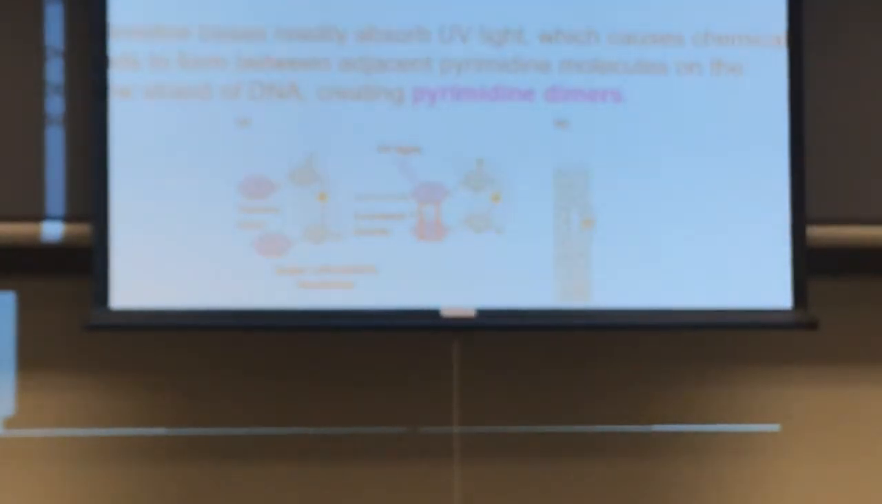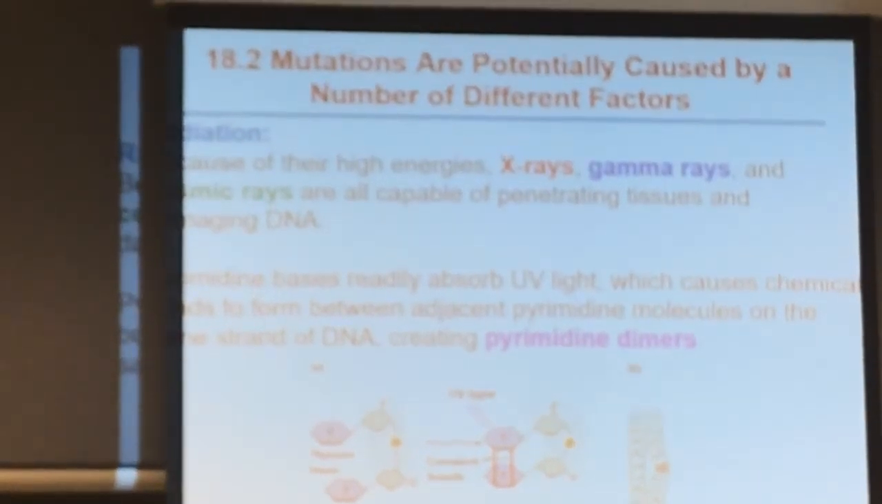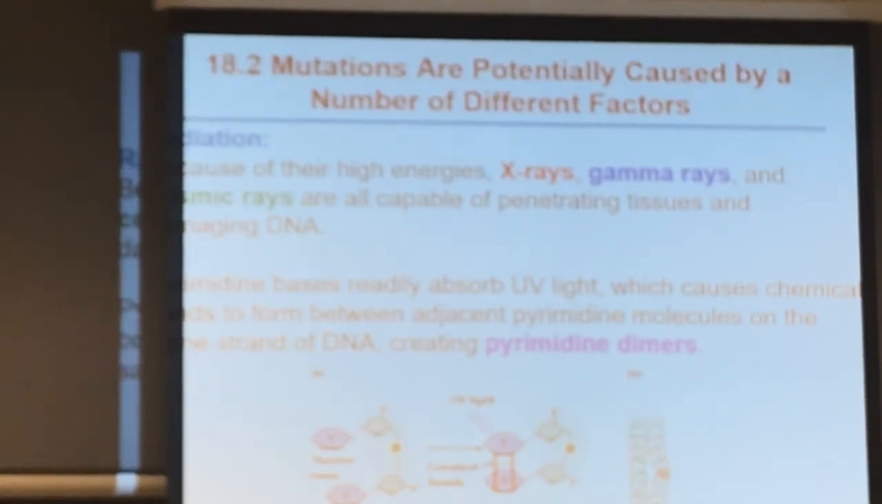All these radiations, all these high energy particles, can actually cause covalent bonds between two different nucleotides, which is a way to say that radiation can also cause mutations. So look at this. Here you see that pyrimidine bases can absorb the UV light, which causes chemical bonds to form between adjacent pyrimidine molecules on the same strand of DNA, creating pyrimidine dimers.